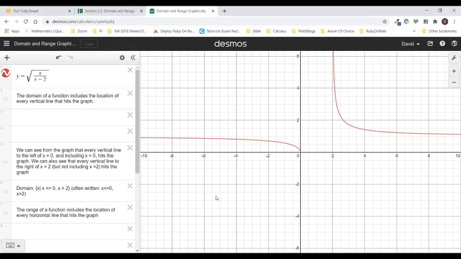Okay, in this one we're being asked to find the domain and range of a function. The function is y equals the square root of x over x minus 2. We're going to use Desmos to find it graphically. So here's the graph of the function.